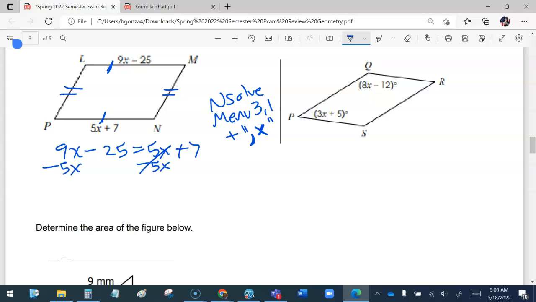Crosses out on the right. 9x minus 5x is 4x. Bring down minus 25. Bring down equals. Bring down 7.